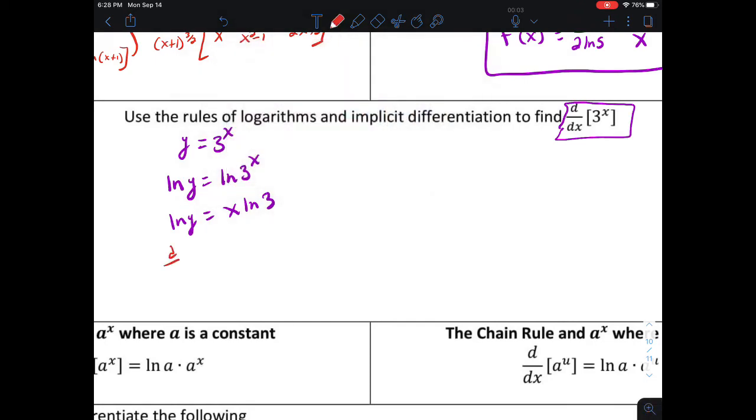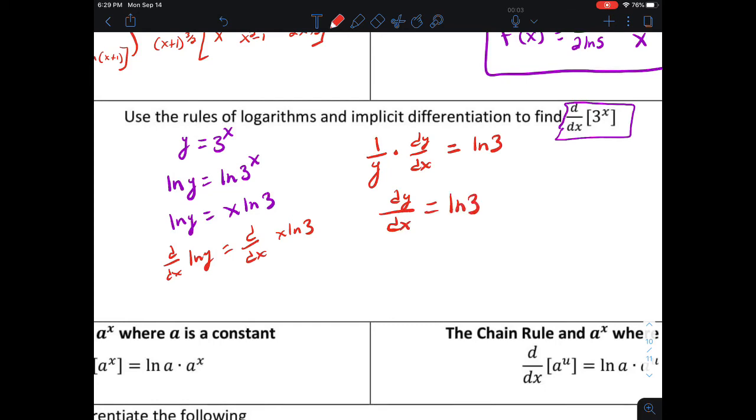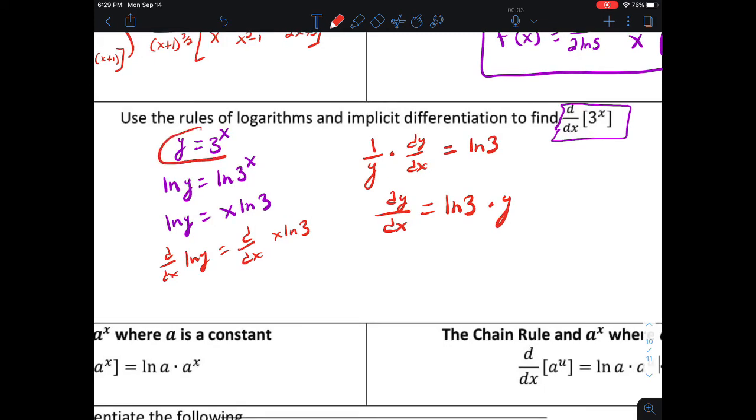So the derivative with respect to x of the natural log of y equals the derivative with respect to x of x times the ln of 3. I'd have 1 over y times dy over dx is equal to the ln of 3. Well, I just multiply y to the other side. So dy over dx is equal to the natural log of 3 times y. Now y was representing 3 to the x power. So our derivative is ln of 3 times 3 to the x.